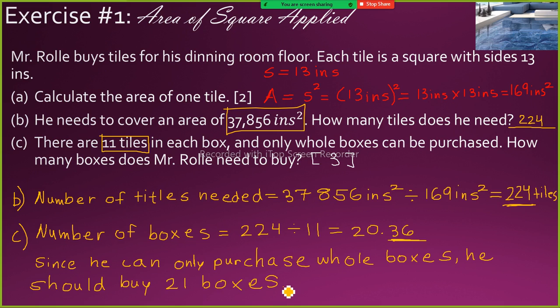So that's area of square. Area of square applied. Anyone got all three right? I got all three right. Okay, that's good. Anyone else got all three? I did. Okay, that's good. All right. Let's move on.